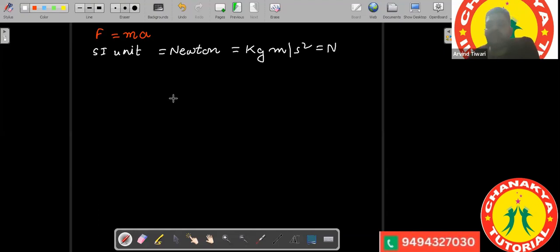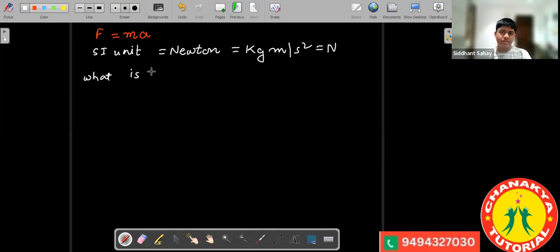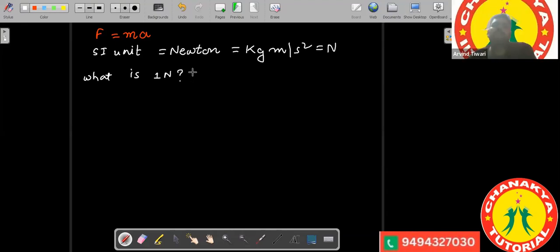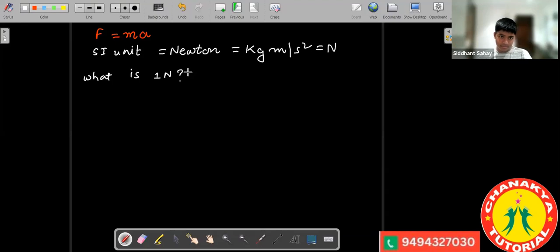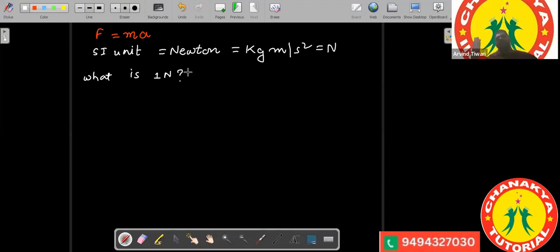So when do we say that a force of 1 Newton acts? Can anyone define what is 1 Newton? The force required to move an object of 1 kilogram with an acceleration of 1 meter per second square. Yes, the amount of force required by an object of mass 1 kilogram to attain an acceleration of 1 meter per second square is called 1 Newton. So that is 1 Newton of force.